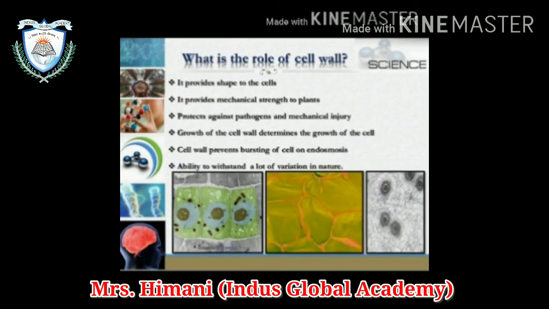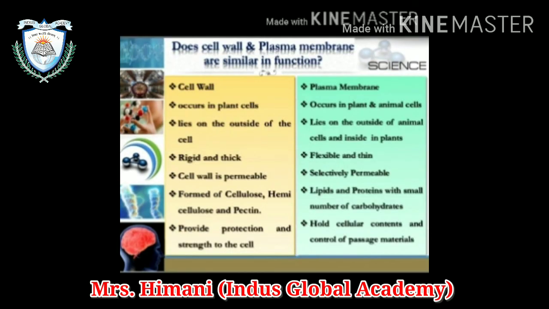Now, what is the role of the cell wall? The cell wall provides shape to the cell. It provides mechanical strength to the plant. It also protects against pathogens and mechanical injury. The cell wall prevents bursting of the cell on endosmosis. It also has the ability to withstand a lot of variation in nature.